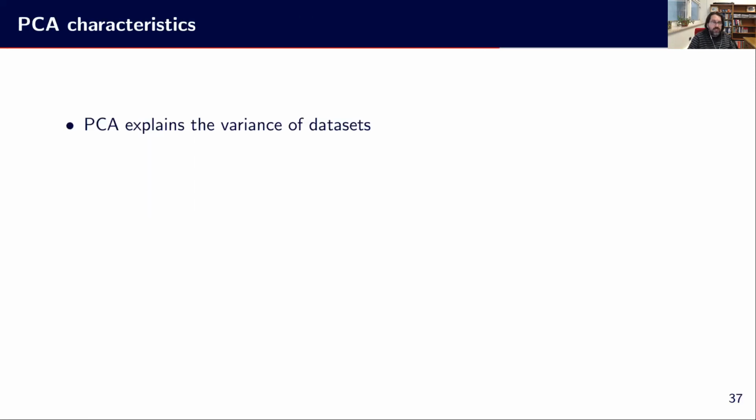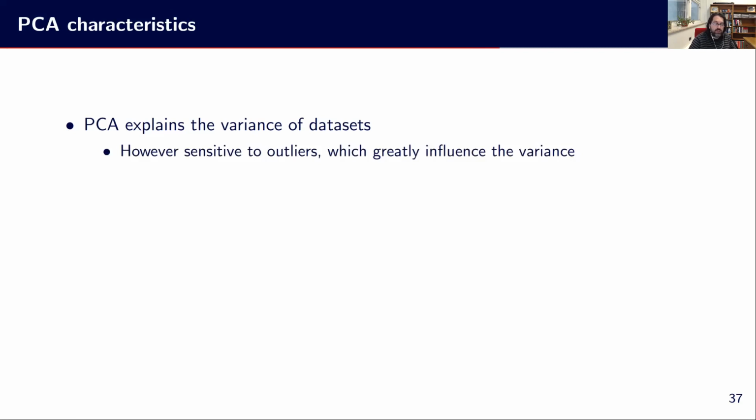So PCA basically explains the variance of a data set. So we are able to explain it in some ways. So it's good for that, but at the same time, it is sensitive to outliers. So if we have an outlier that is bringing up a huge variance, it may influence the performance a lot. It may not be the right thing. So this is to be taken really cautiously.